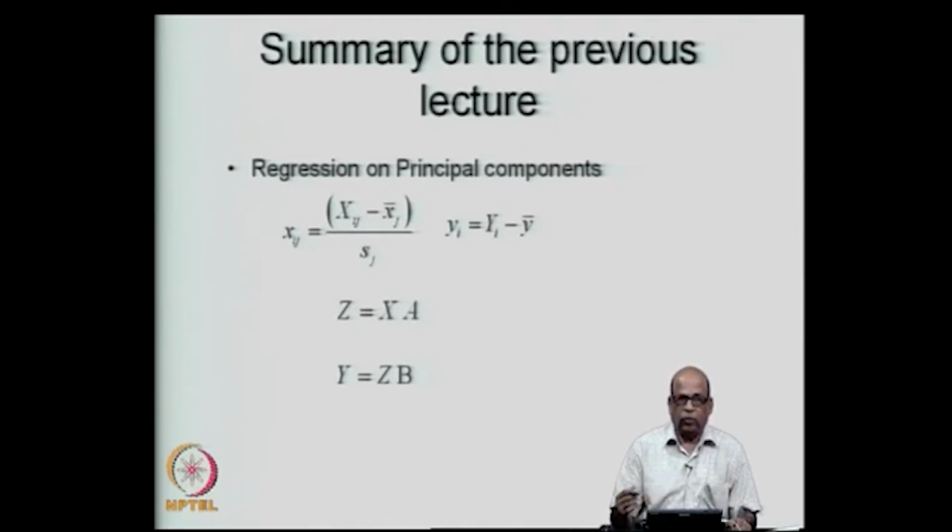So, this is what we covered in the previous lecture. We do the principal component analysis, choose those principal components which explain most of the variance, and then based on those principal components we do the regression. This is what we call regression on principal components.